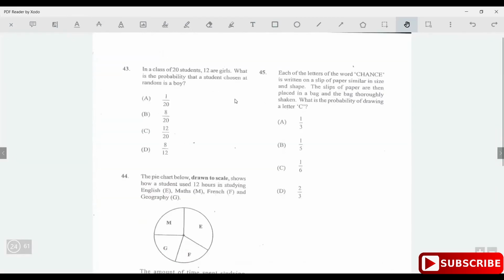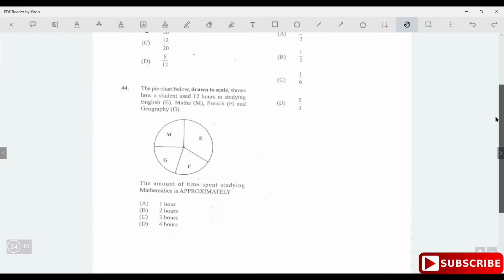Question 43. In a class of 20 students, 12 are girls. So that means you have 8 boys. What is the probability of randomly choosing a boy? There are 8 out of 20 boys. Easy question.